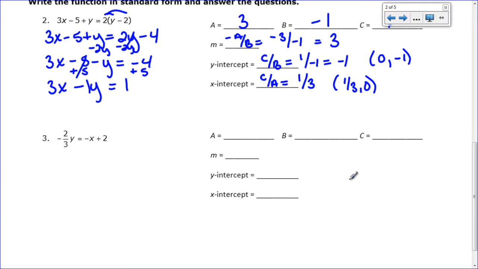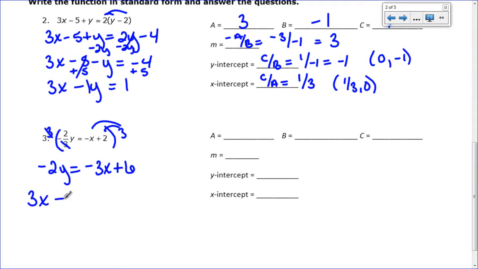So the first thing that has to happen is I've got to get rid of this fraction, because we don't have fractions in standard form. They have to be integers. So I'm going to have to end up multiplying everything by 3 so I can cancel out this denominator, this fraction. So that leaves me with negative 2y. And then on this side, I have to multiply both of these things by 3. So I get negative 3x plus 6. So now I need this x to be over here with the y. So I'm going to have to add 3x to both sides, which makes it positive. So I end up with 3x minus 2y equals 6.